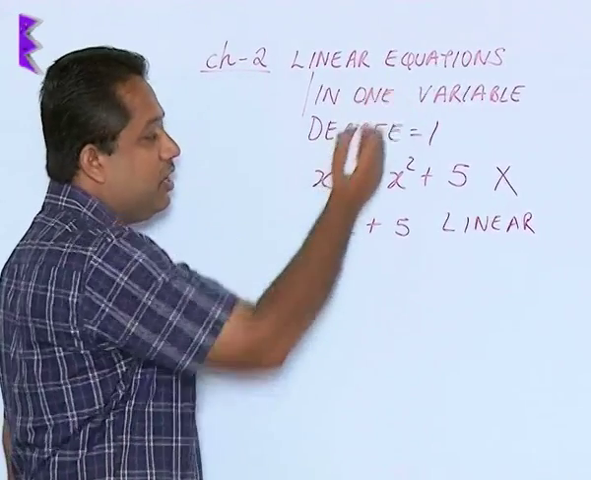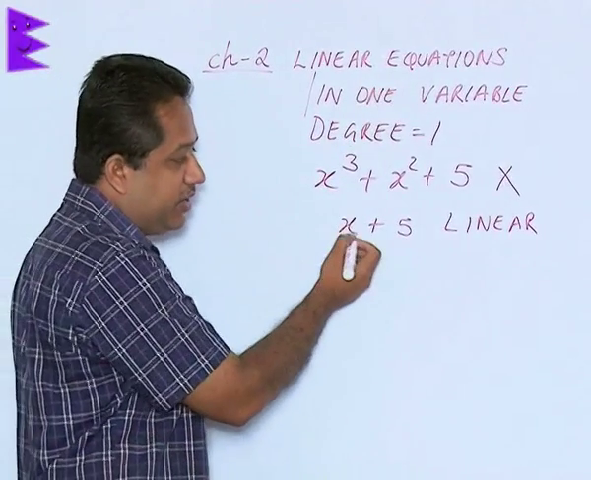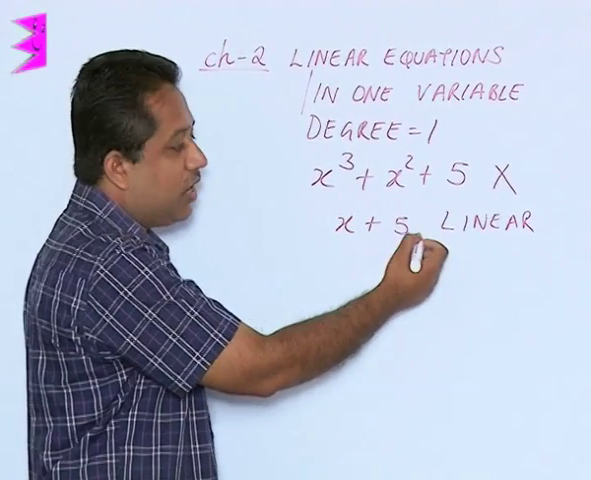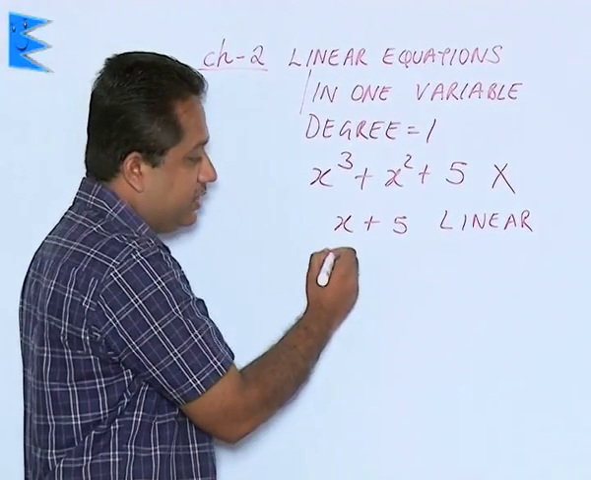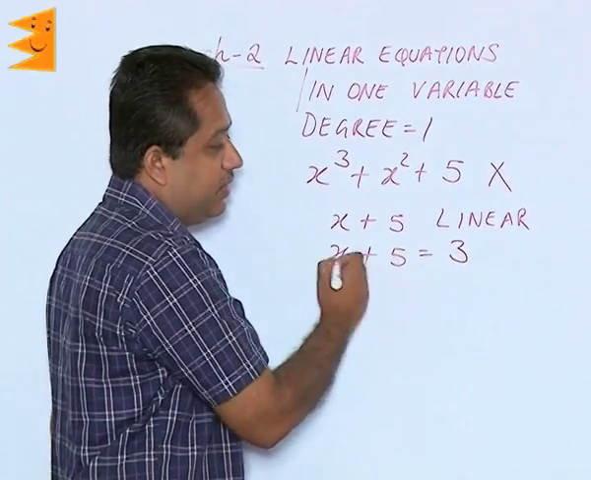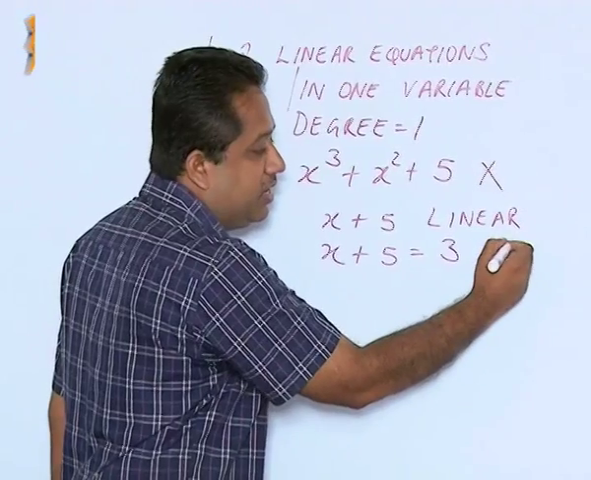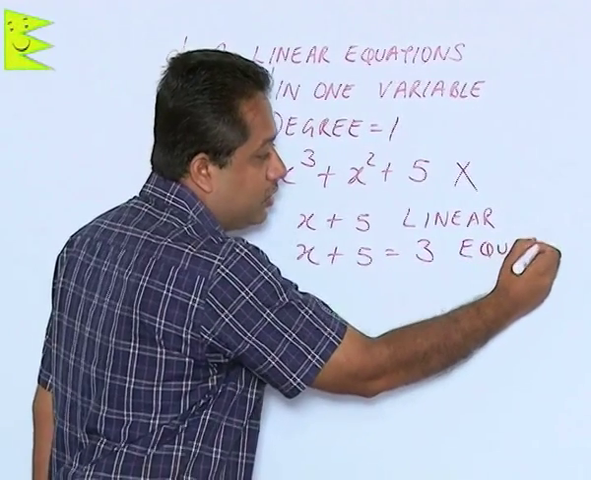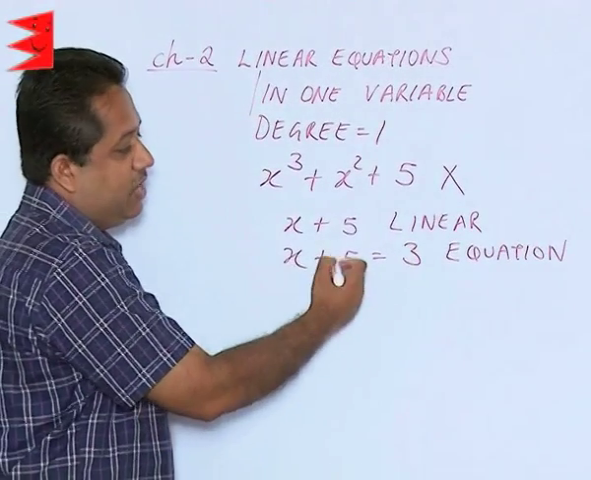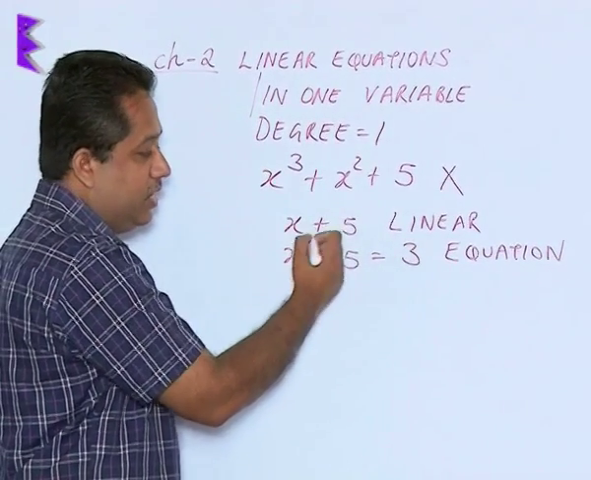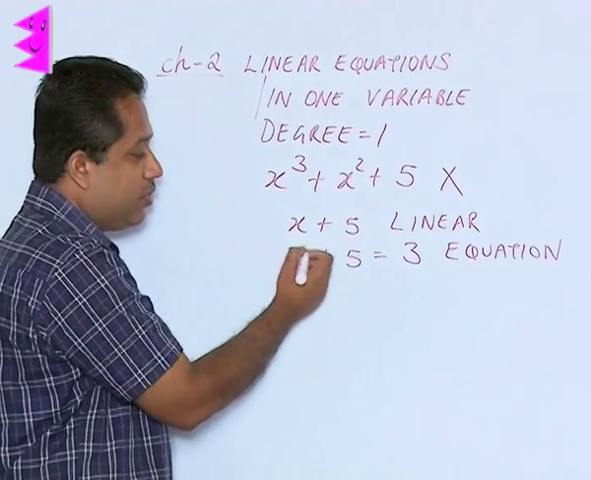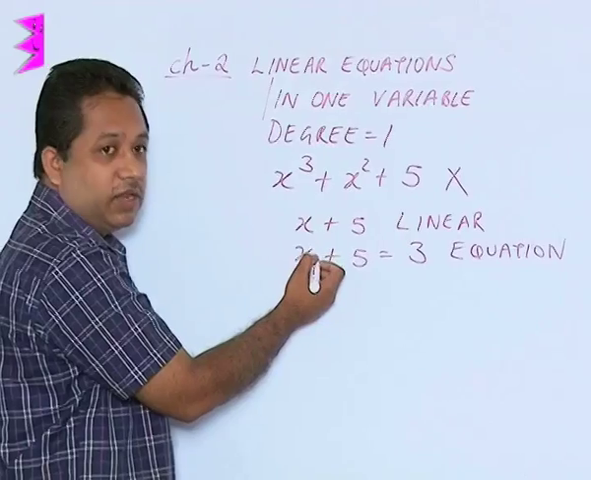Then what is the meaning of equation? At the moment it is an expression, it is a polynomial, but it is not equal to any term, there is no RHS here. So, when I write this as x plus 5 is equal to 3, then this becomes now a linear equation. So, in an equation we have a left side, we have a right side, then we can say that it is a linear equation. And why is it a linear equation? Because the power of x here is 1.